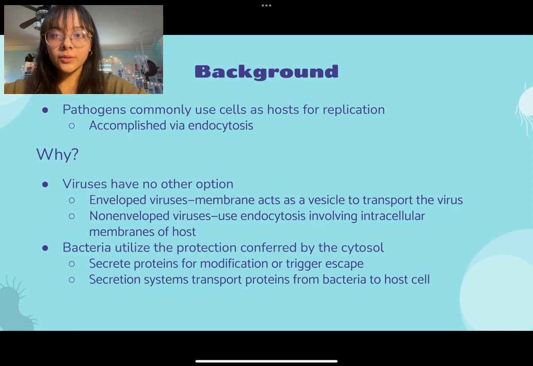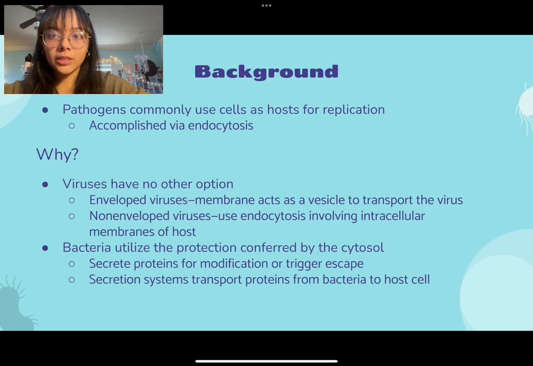Pathogens very commonly use cells as host sites for their replication. This is done via endocytosis and has had devastating effects on people and livestock. So why is this done? Well, viruses have no other option. They must insert their genomes into other cells in order to replicate their DNA using the host machinery.